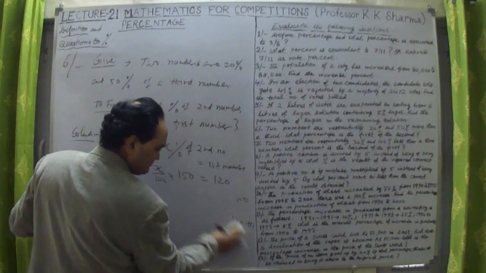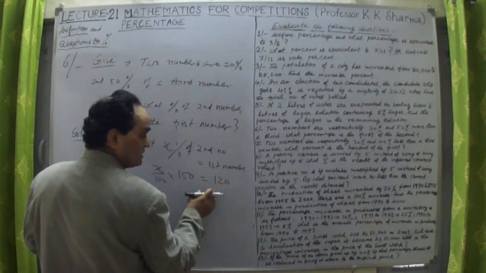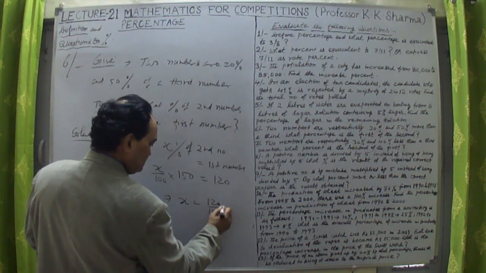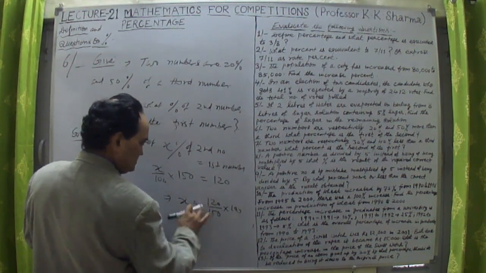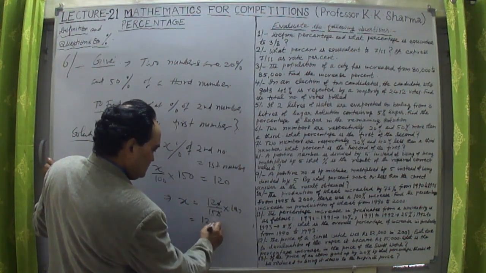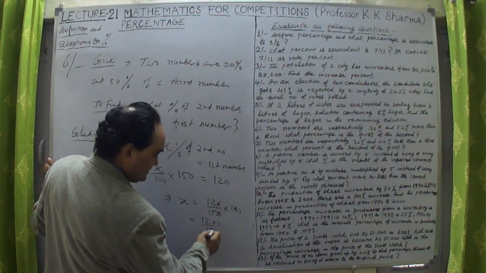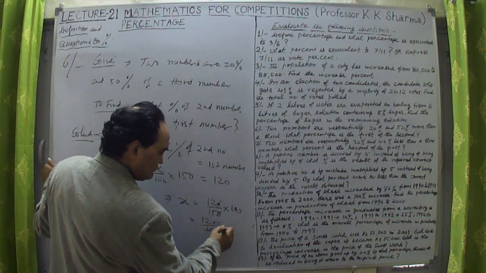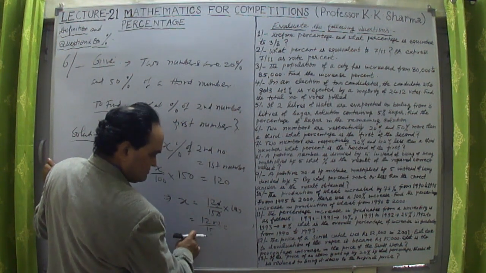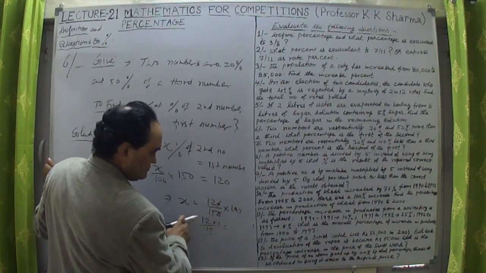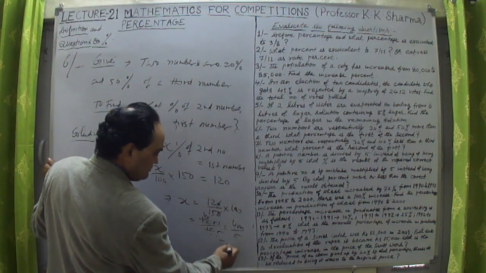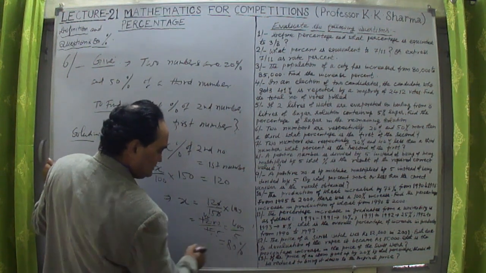Or simply we could write the shortcut method. What is the shortcut method? The number which we have to calculate over the number of which we want the percent. So x equals 120 upon 150 into 100. This will give us the percentage. So this 0 cancels out, 1200 upon 15. Cancelling by 3, it is 400 upon 5, it is 80% only. So x equal to 80, that means 80%.